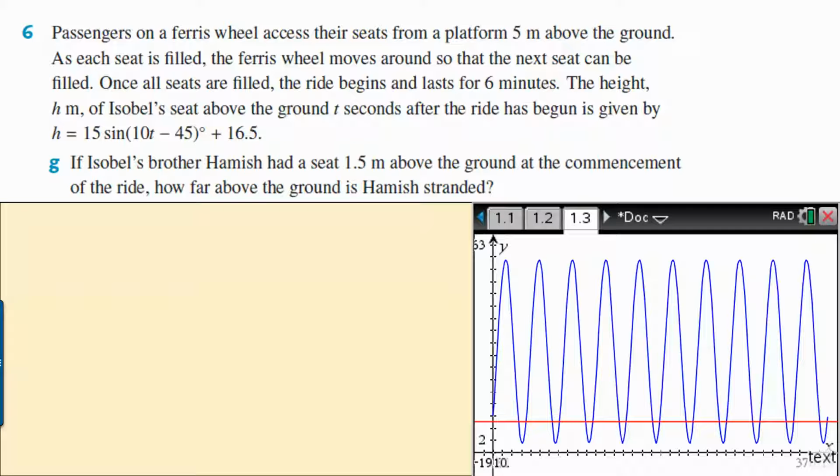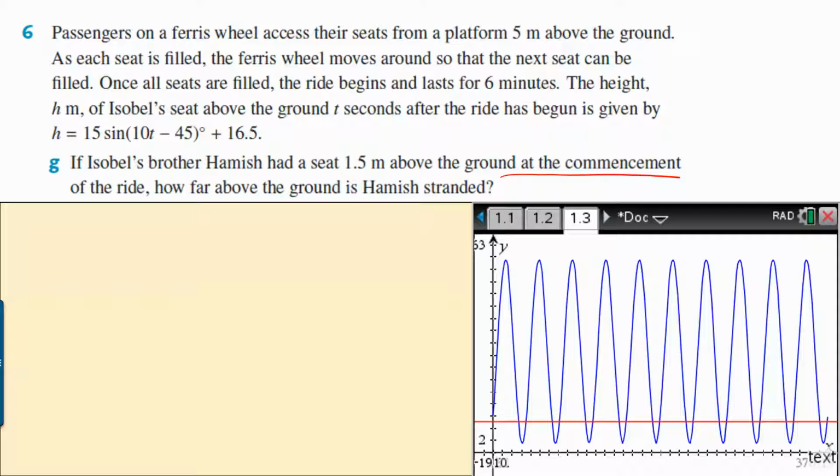if Isabel had a brother named Hamish, and his seat was 1.5 meters above the ground at the commencement of the ride, how far above the ground is Hamish when he's stranded? That's the only thing that I thought maybe would have pushed your thinking. So now we know that Isabel got stranded after 100 seconds and she was 4.2 meters. The question is, how do you find Hamish if you knew he is 1.5 meters above the ground already?